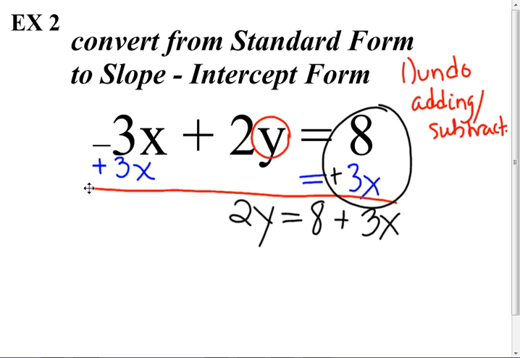Okay. So what are you going to do? You're going to add 3x to both sides. Jacob, show that. Add 3x to both sides.